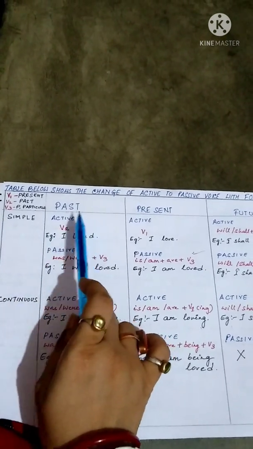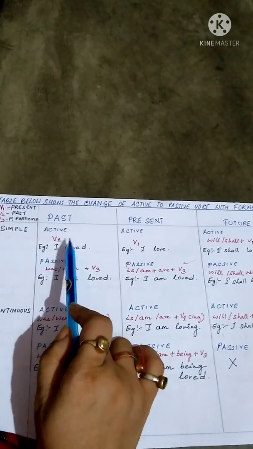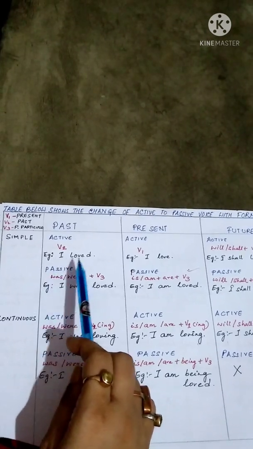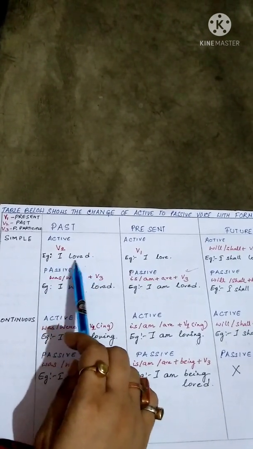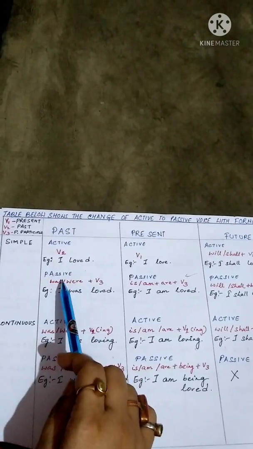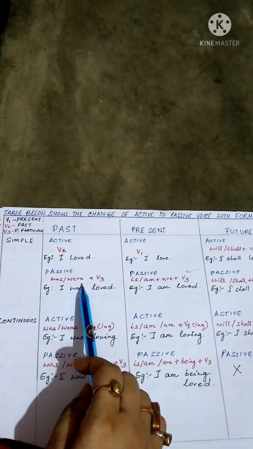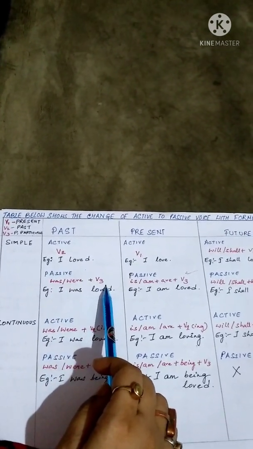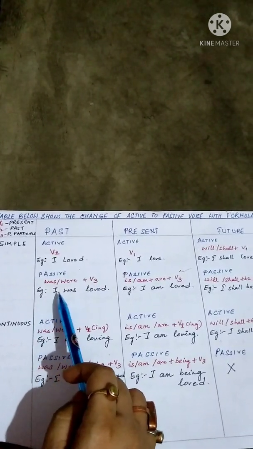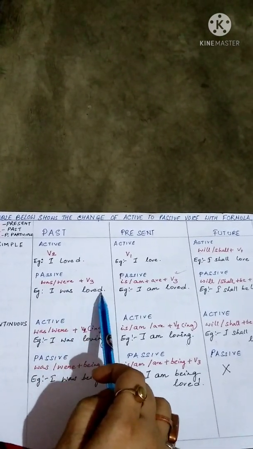For simple past, active form, what will be the formula? V2, that is the past form of the verb, like I loved. This is the past form of the verb. When this is changed into passive, what does the formula become? Was or were plus V3. V3 is the past participle. So how does the sentence look? I was loved. Was plus V3, that is the participle form.